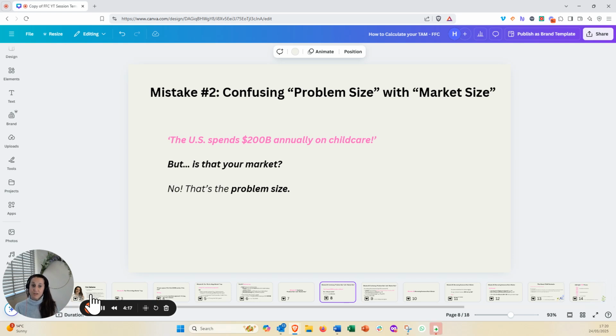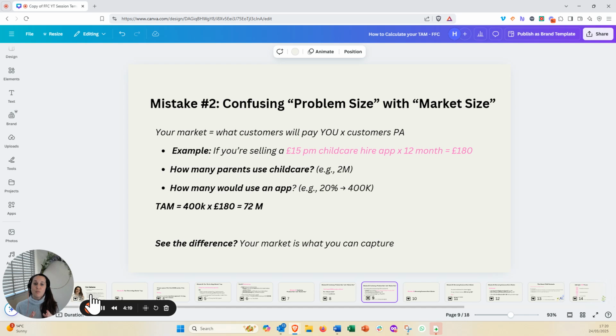No, that's the size of the problem. So your market, again, is the customers who are going to pay you, and then your customers per year. For example, if you're selling a £15 a month childcare hire app, then that's £180 a year. First of all, you have to break down how many parents use childcare. Let's say it's 2 million. How many of those 2 million would actually use your app? Let's just say 20%.